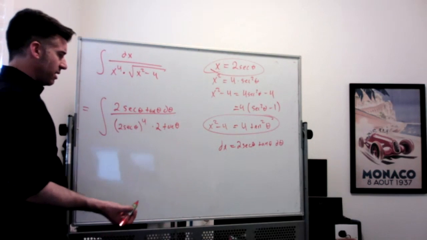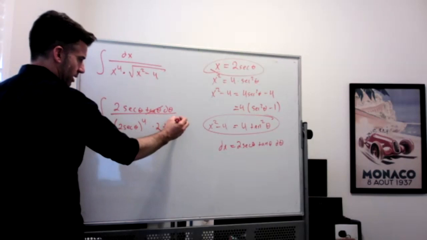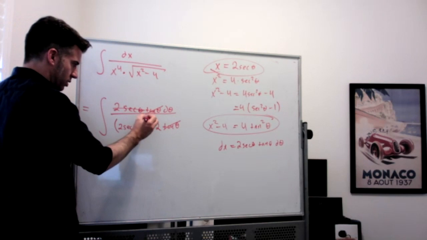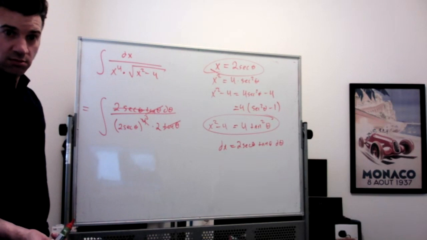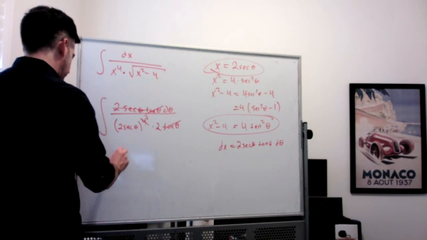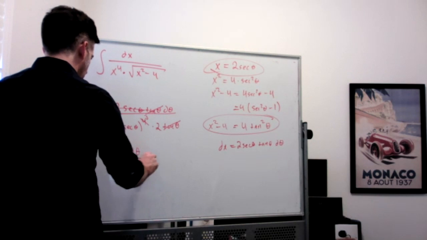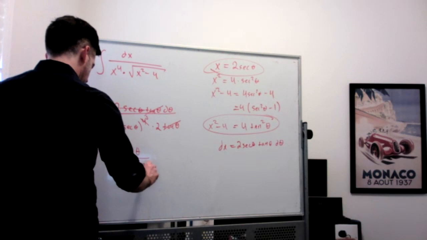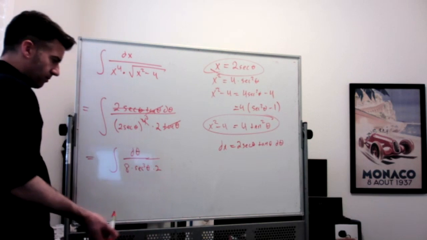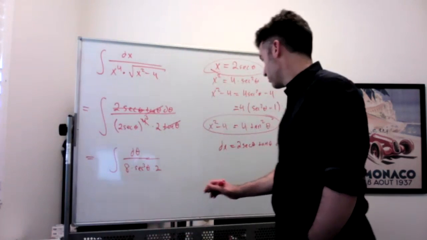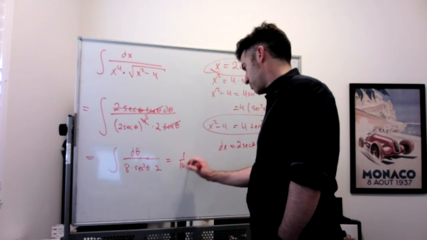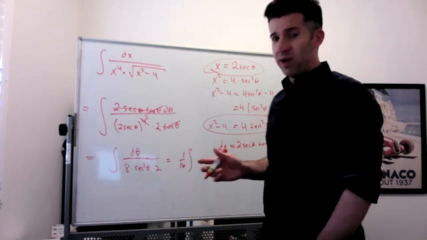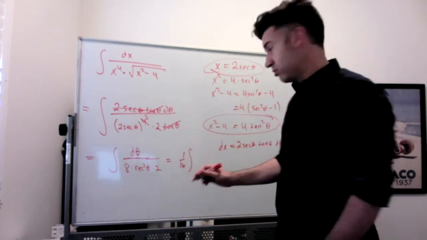So here's what I'm seeing already. I can cancel a tangent theta and a tangent theta. I can cancel a 2 secant theta and one of those 2 thetas there. So here's what I've got. I got the integral of d theta over 2 cubed times secant cubed, and then another 2. So that's, let's see, 1 over 16. Now, we're not going to have to do the integral of secant cubed because we don't have the integral of secant cubed. We have the integral of 1 over secant cubed, which is cosine cubed.